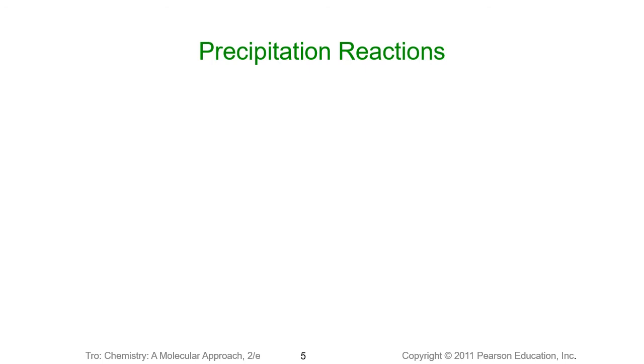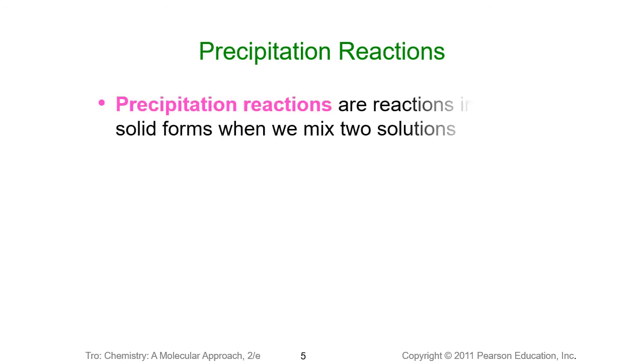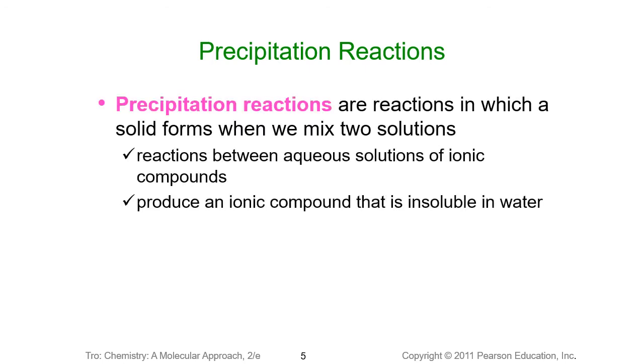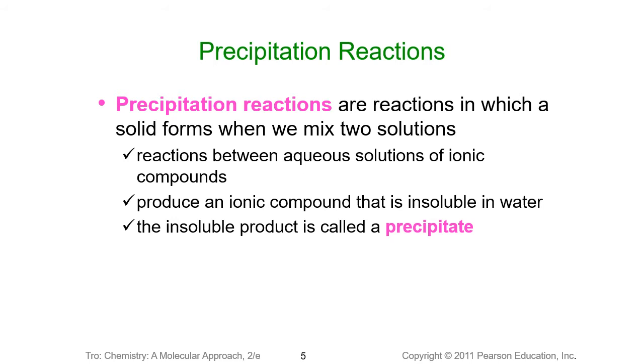Precipitation reactions use these solubility rules to predict whether or not a solid forms upon mixing two aqueous solutions. So we take two solutions, we add them together, and sometimes we get an insoluble product that is called a precipitate. So the solid forms in the solution.